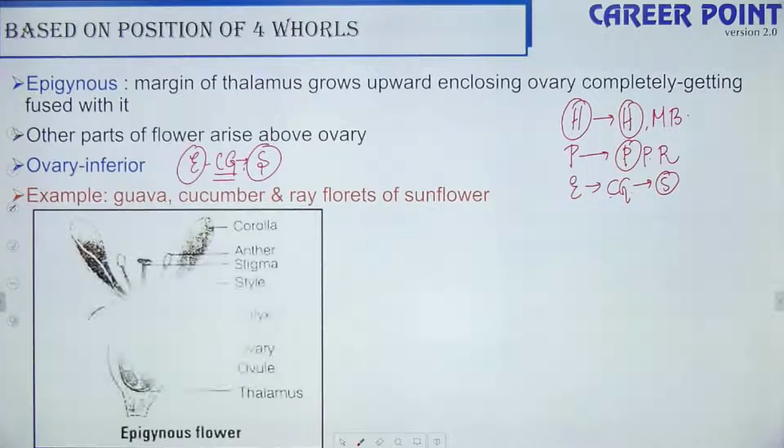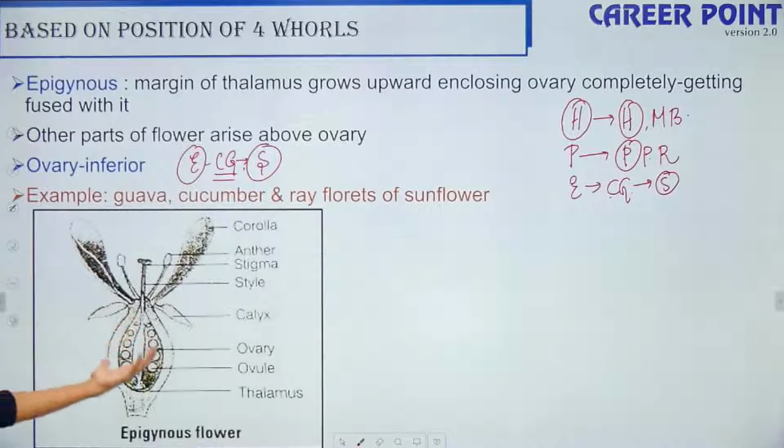Okay. So this is your epigynous. Can you see your ovaries below? So the ovary is inferior and all the other floral whorls are situated on top of it. Done? So you understood this? No doubts? So can I move forward? Okay.